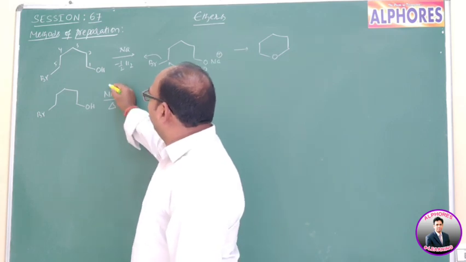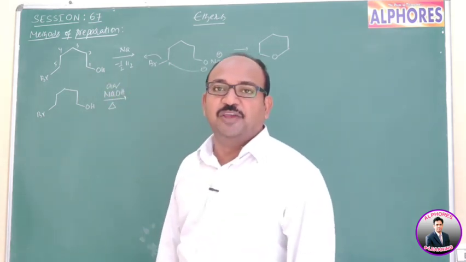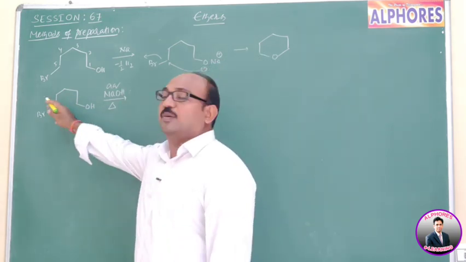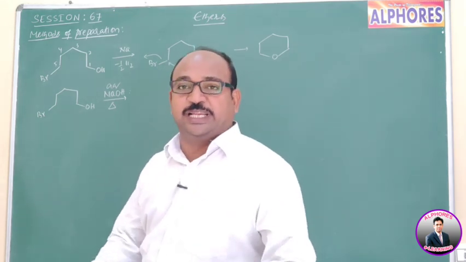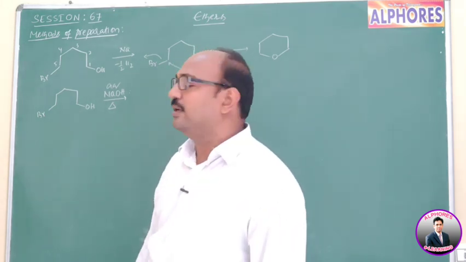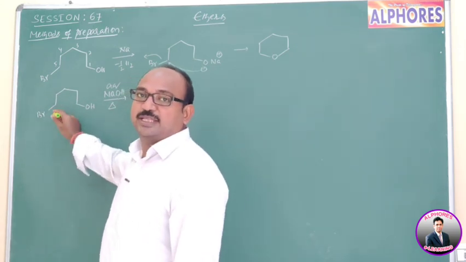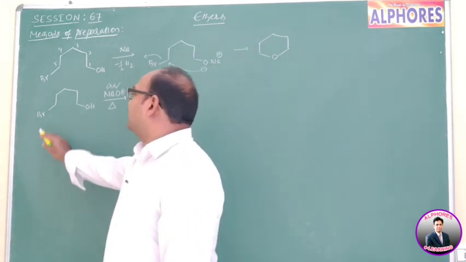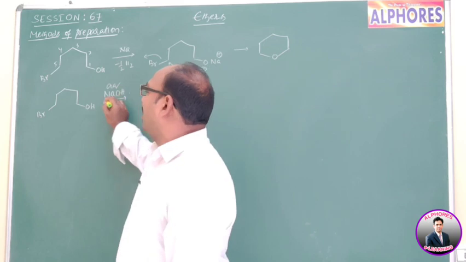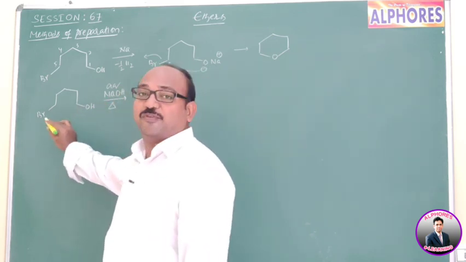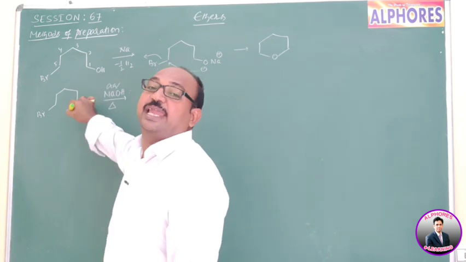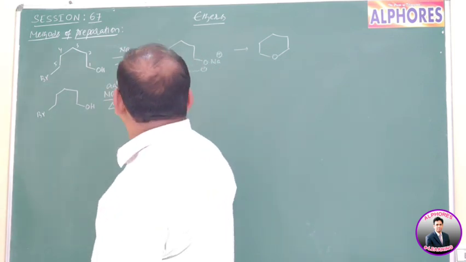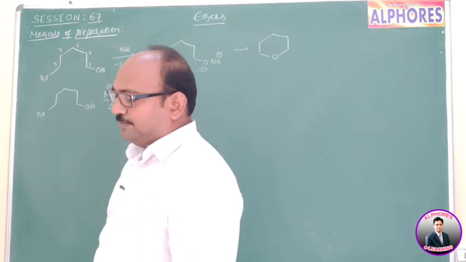Now instead of that, if we mention aqueous KOH, can we say substitution? No. What substitution takes place? Where does substitution take place here? Br will be displaced by OH. That means where we are using aqueous alkali, substitution is preferable, whereas with alcoholic alkali, elimination is preferable. But here elimination does not take place. Here cyclization takes place.